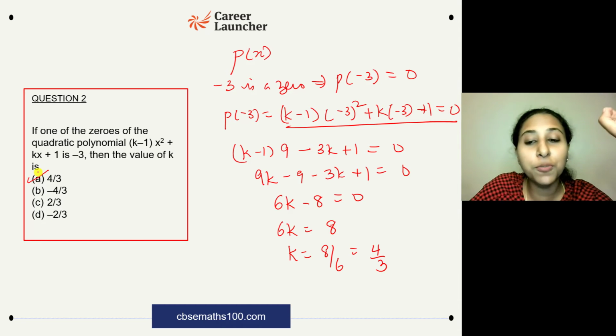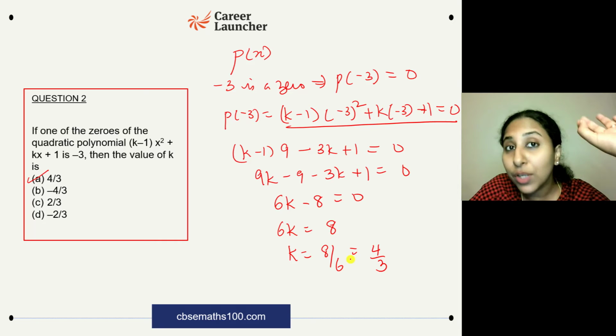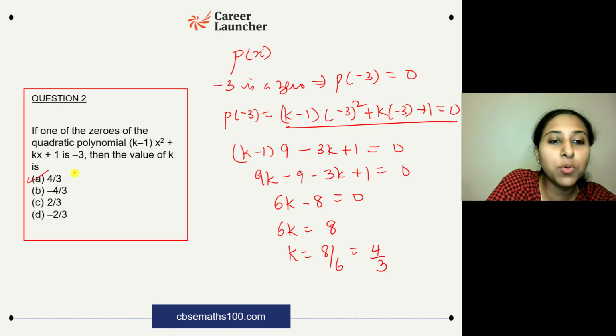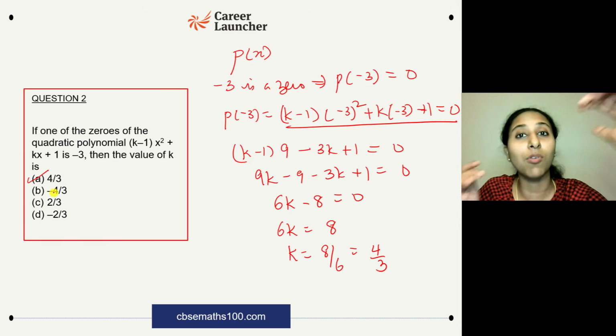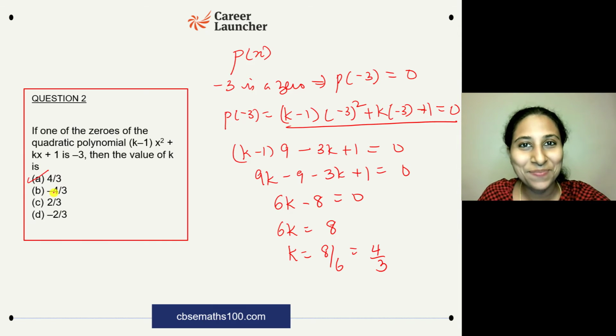All right, so I want you to be careful about calculations over here because the options would be very close. Options would look very similar to you. There'll be a plus minus. So you need to get the signs correct. Otherwise, you'll end up marking the wrong answer after all this work.